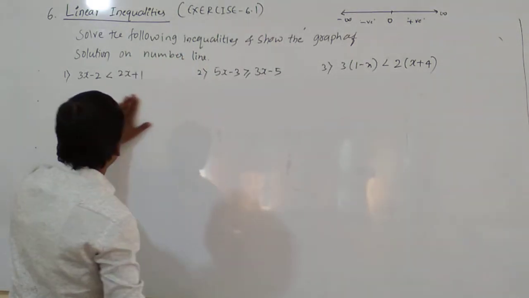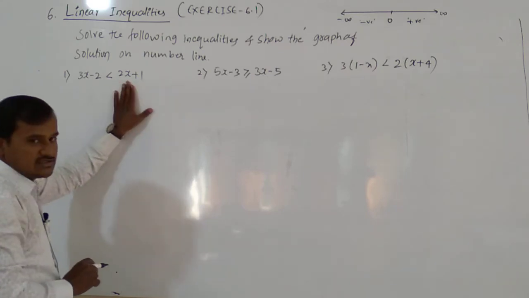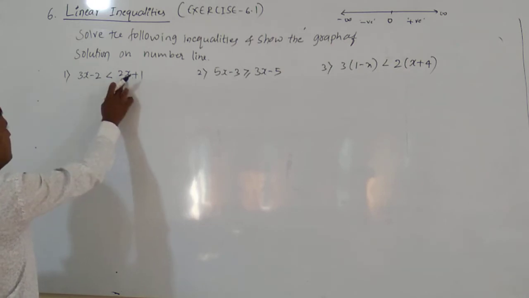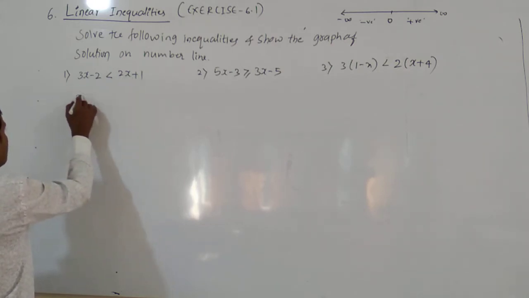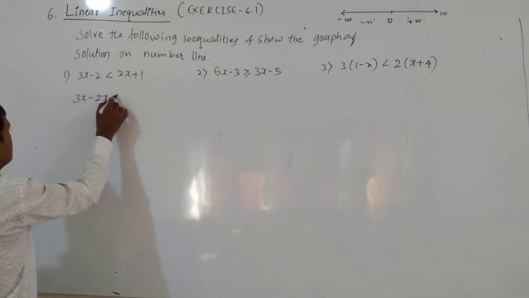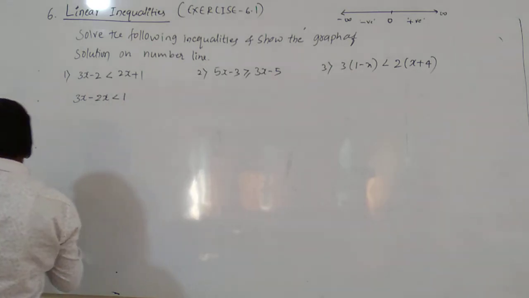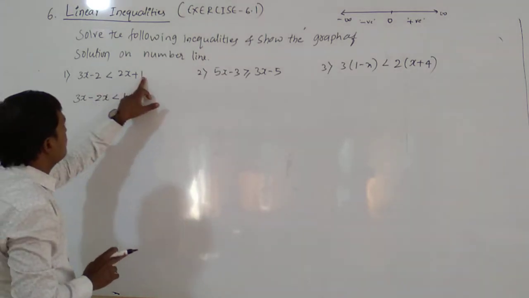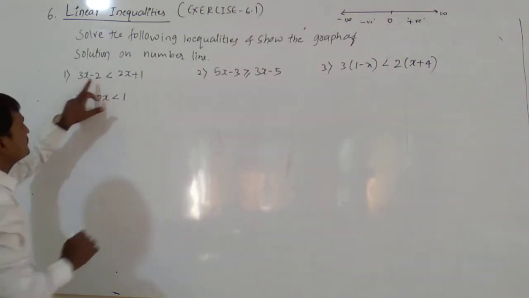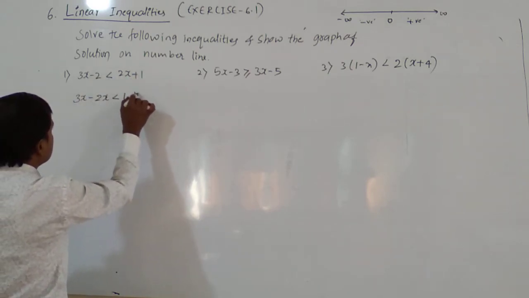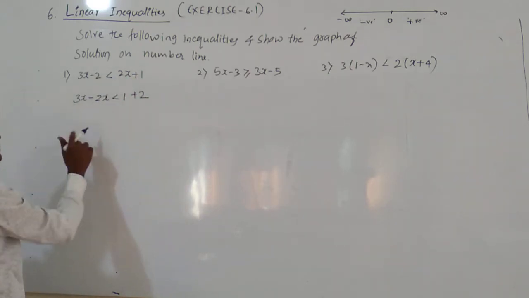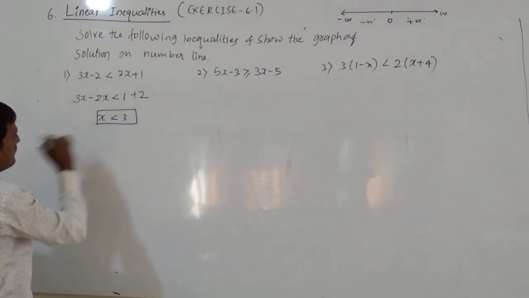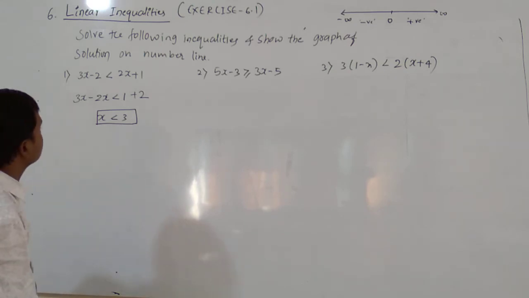Before that, as usual, we have to solve this inequality. Here 3x and 2x are there. I will take this 2x to this side. Again here 1 as it is, and here it is minus 2, and taking this minus 2 to this side, it becomes plus 2. So 3x minus 2x, x is less than 3.